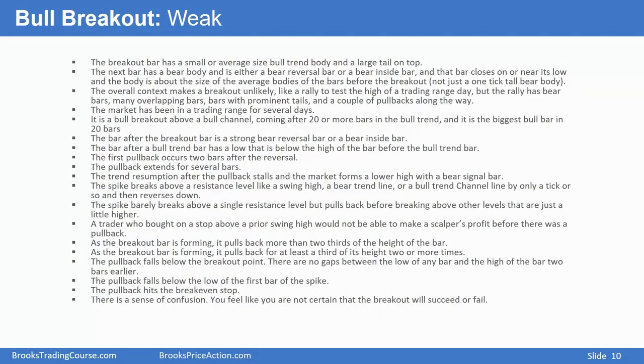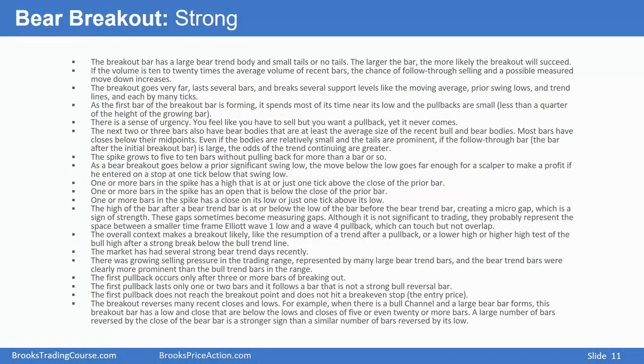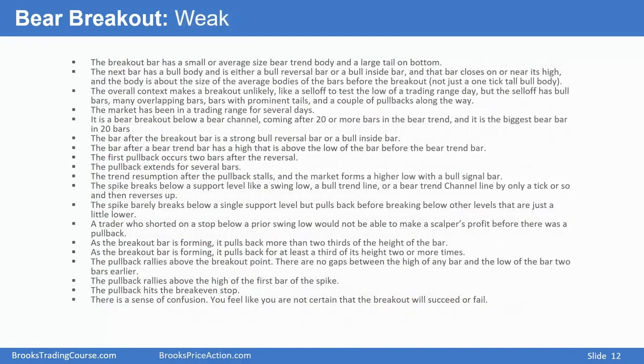This is a list of signs that a breakout will be weak. It's pretty much the opposite of those on the prior slide. This is for a bull breakout. Here, a bear breakout. The more of these things that are present, the more likely the bear breakout will succeed. So these are signs of a strong bear breakout. And here is an opposite list. The more of these things that are present, the more likely the bear breakout is weak and it will fail and reverse.